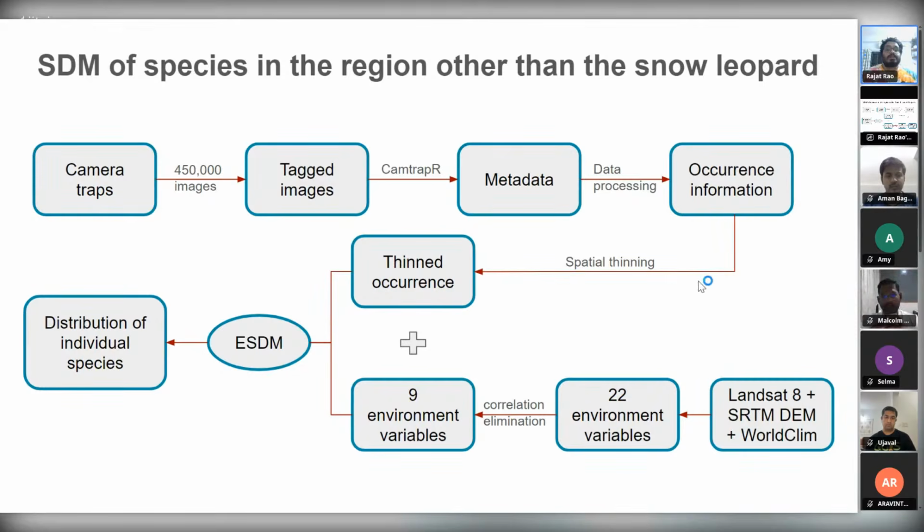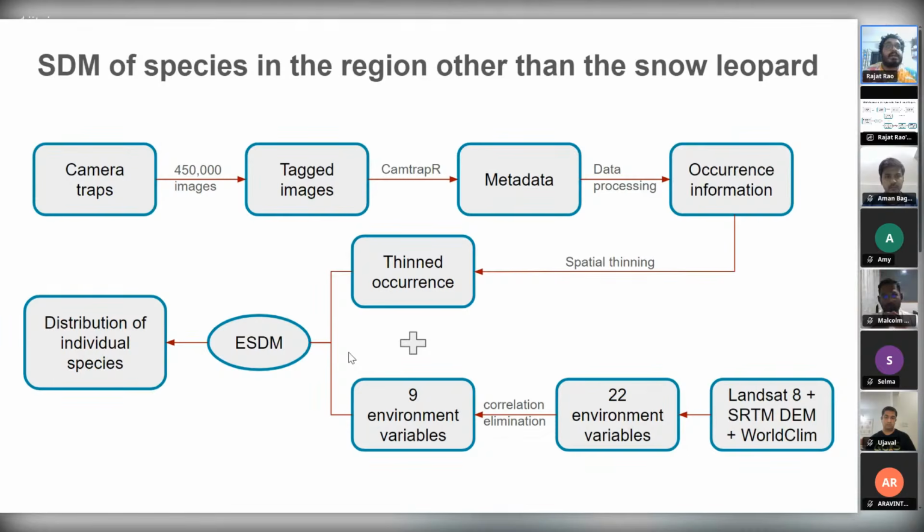This occurrence information, because we didn't want spatial autocorrelation for species, based on the species' behavior and their distribution in these regions, we performed spatial thinning. These thinned occurrences, along with the environmental variables, which were also extracted from Landsat, SRTM, and WorldClim data, where we again removed the most correlated variables, we brought down to about 9 environment variables. These were then used as input for an ensemble species distribution model, which is a series of machine learning models that selects the best one out of the set for the particular species.